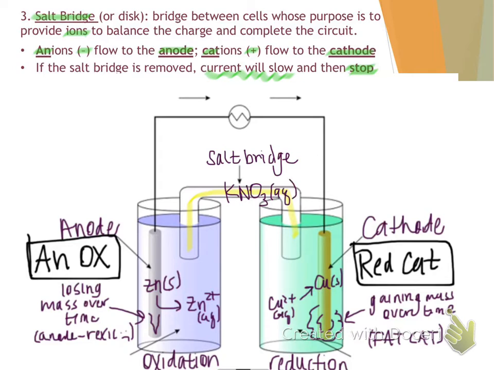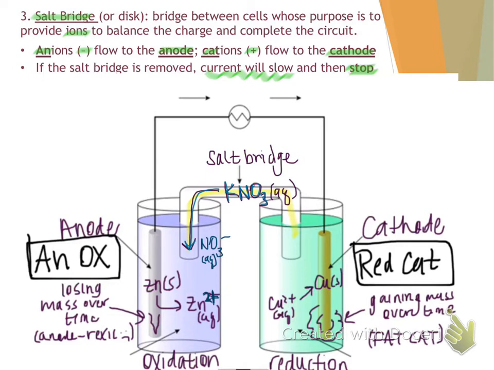So as we said, our anions are going to flow to the anode. So the anion from KNO3 is NO3 minus. So those become aqueous ions in solution. We send the negative anions to the anode because we have to balance out that positive charge that is being generated by the zinc 2+.